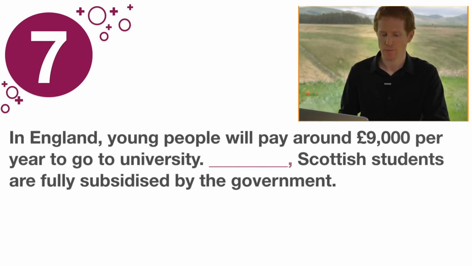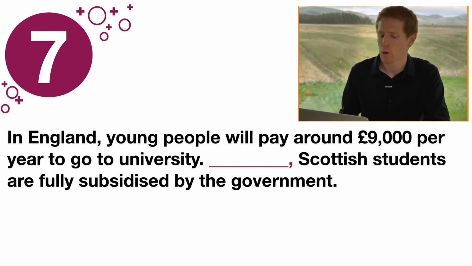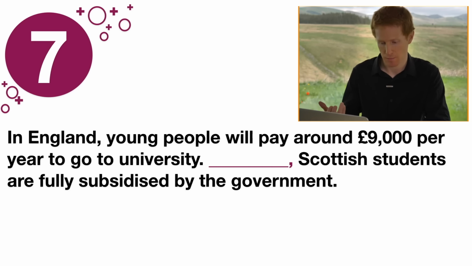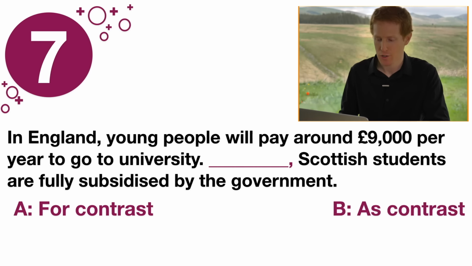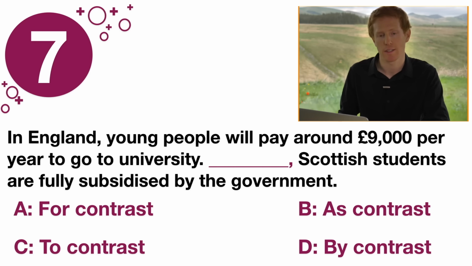Okay, number 7. So we've got 2 sentences here and we want to connect them. In England, young people will pay around £9,000 per year to go to university, something, Scottish students are fully subsidised by the government. Now, hopefully you can remember, because this is the example from the video, we have for contrast, as contrast, to contrast, or by contrast. And the answer is by contrast.